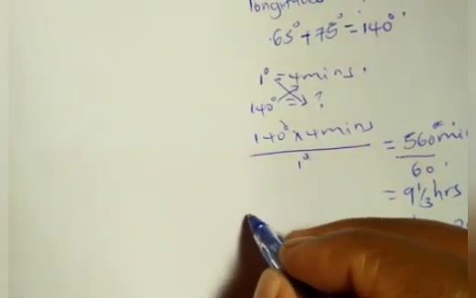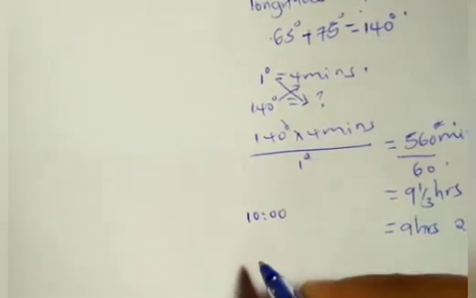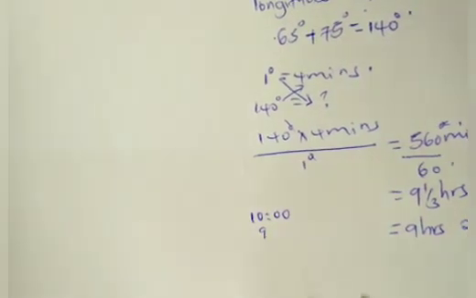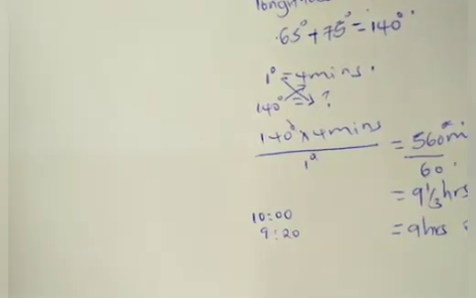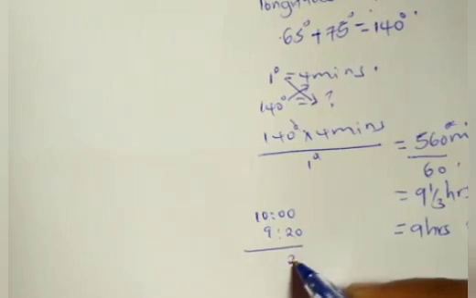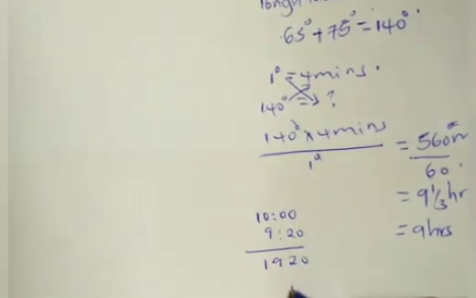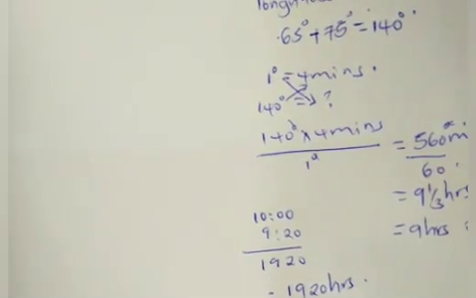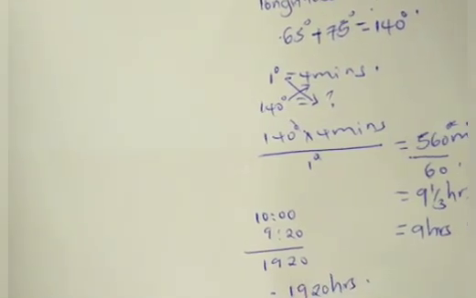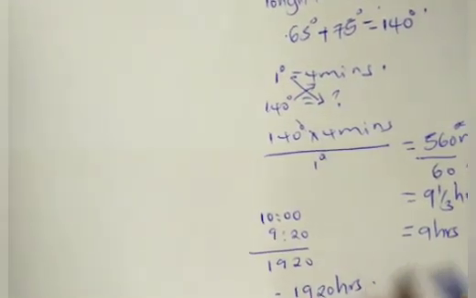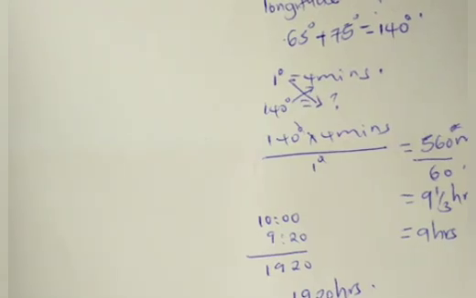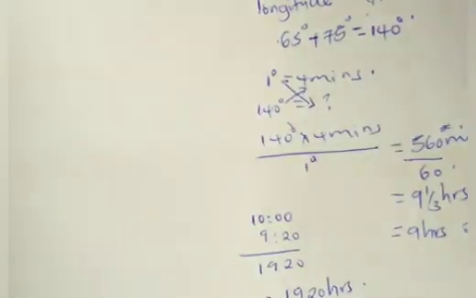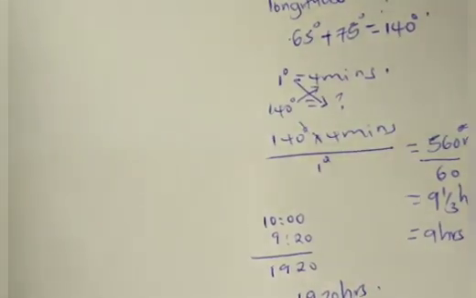So we'll have 10 a.m. plus 9 hours 20 minutes. This is 19 20, so this is 1920 hours. Now you can also convert this into the 12-hour clock system or so on, because the question is not restricting us to that. We can leave it at that point.